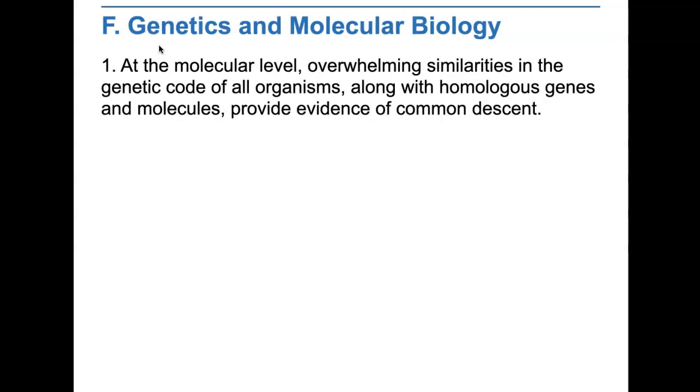The most troublesome missing information for Darwin had to do with inheritance. Darwin had no idea how heredity worked, and he was deeply worried that this lack of knowledge might prove fatal to his theory. Today, genetics provides some of the strongest evidence supporting evolutionary theory. A long series of discoveries from Mendel to Watson and Crick in genomics helped explain how evolution works. At the molecular level, overwhelming similarities in the genetic code of all organisms, along with homologous genes and molecules, provide evidence of common descent.